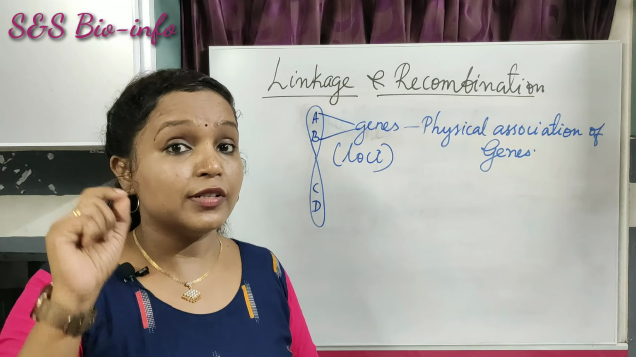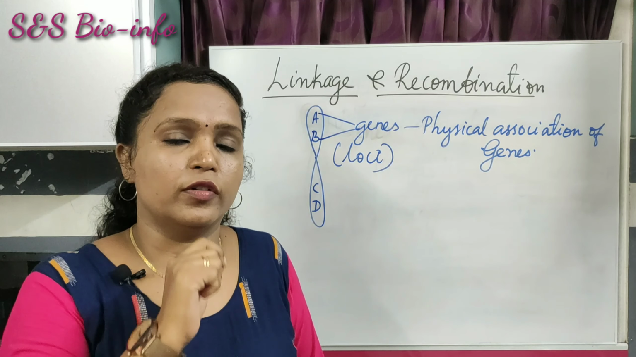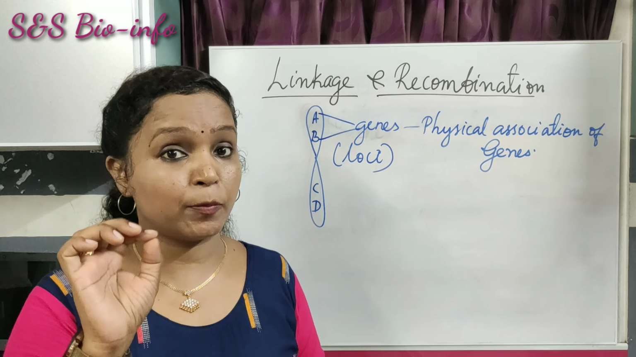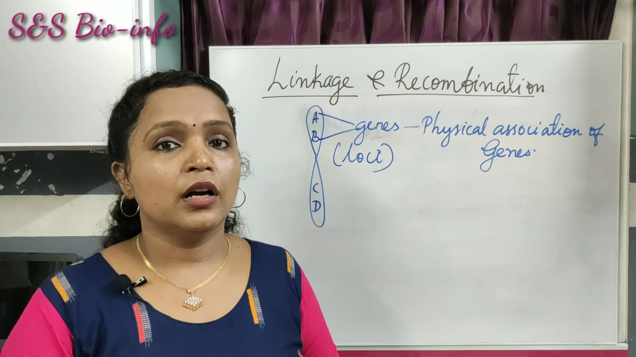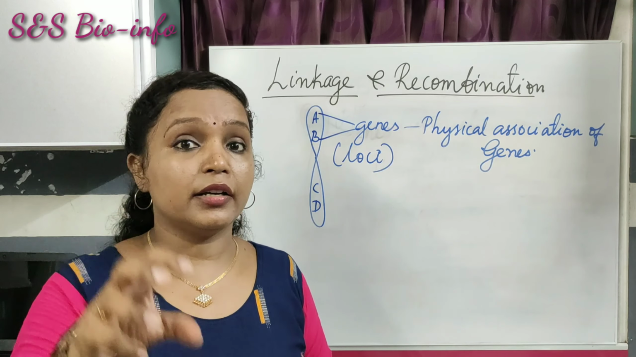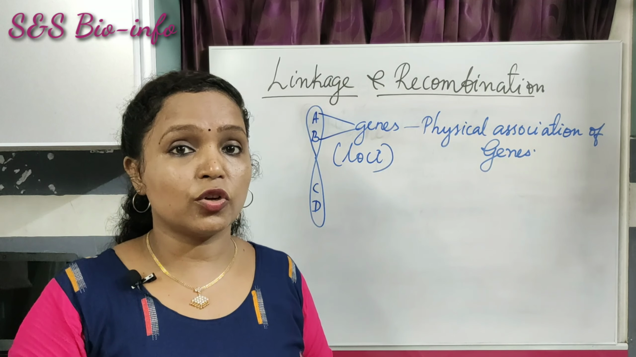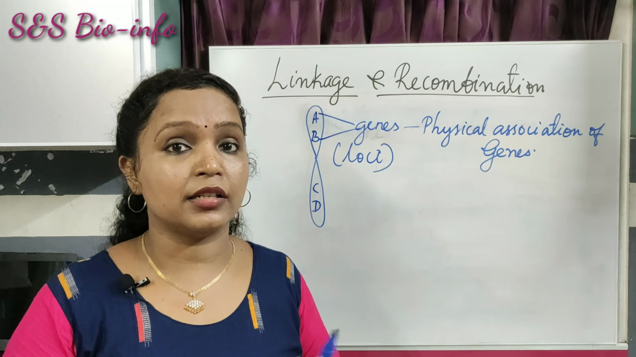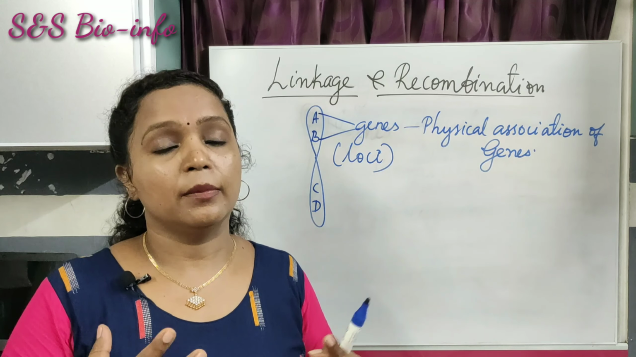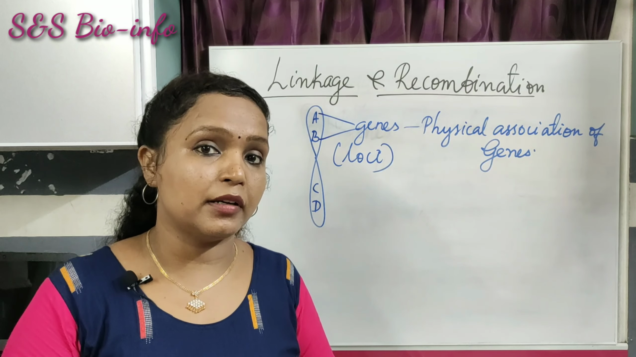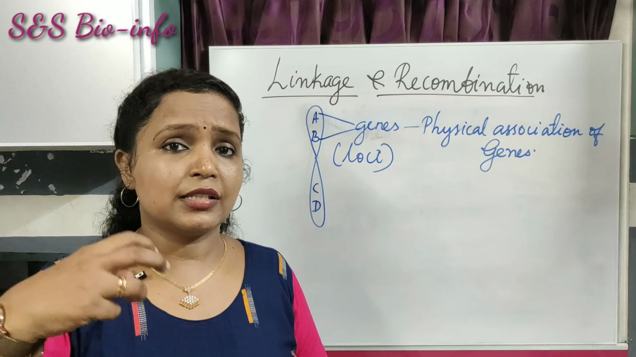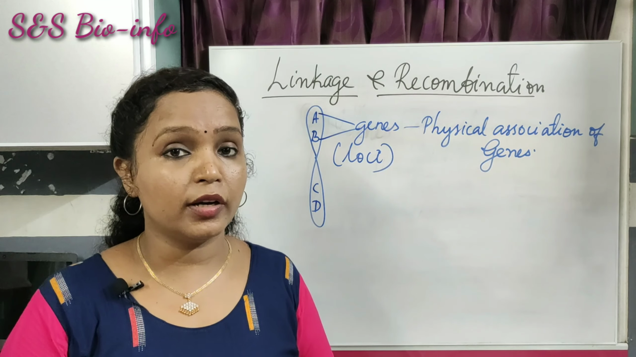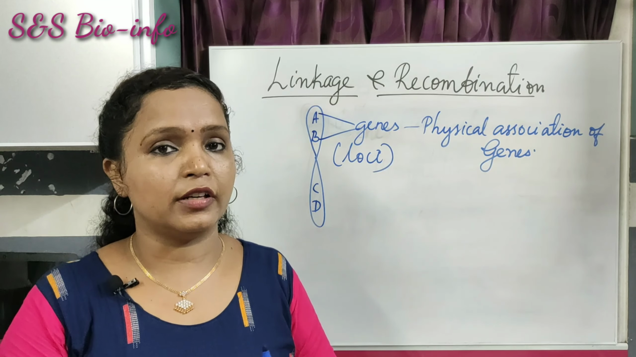The idea was first suggested by Sutton and Boveri. We have already learned about the chromosomal theory of inheritance proposed by Sutton and Boveri. According to them, the genes are located in specific loci in the chromosome. Both chromosomes and genes occur in pairs. Both segregate from each other during meiosis and they segregate independently during cell division. So these are certain points in the theory of Sutton and Boveri. They proposed the idea of linkage.